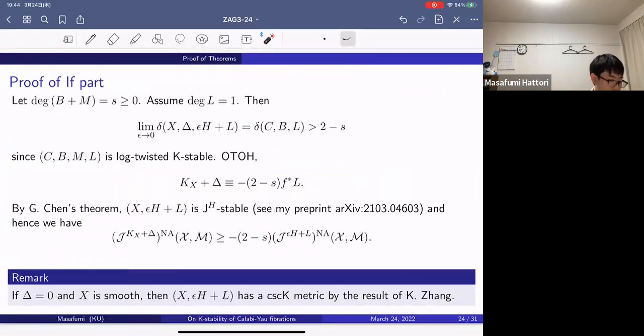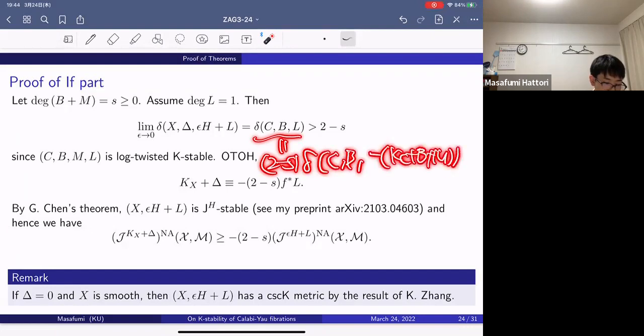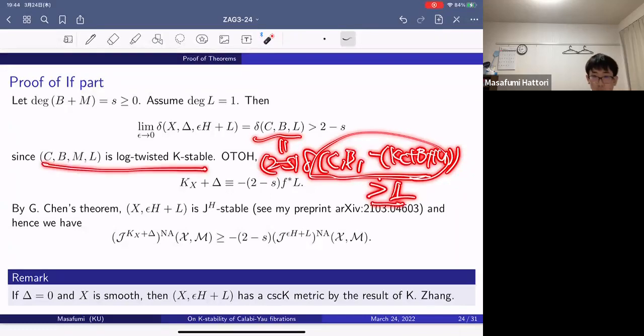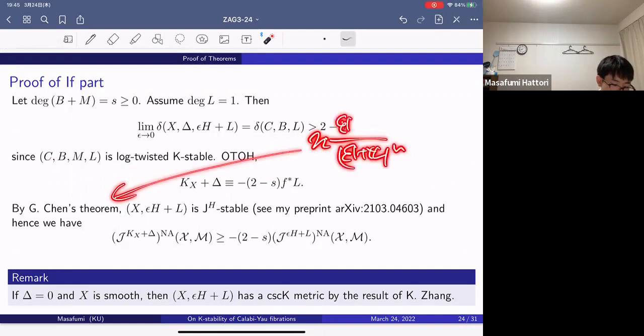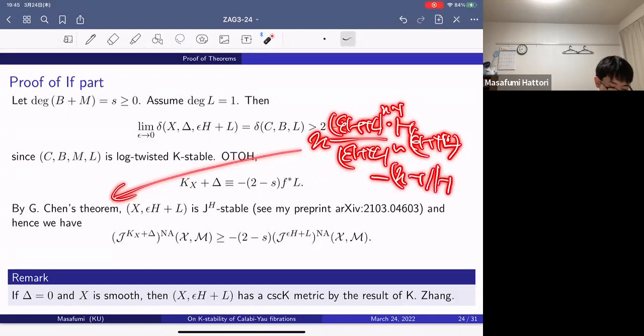And for the if part, let the degree of B plus M equal S, and assume that the degree of L equals 1. Then the limit of the delta invariant coincides with the delta invariant of the base, and this coincides with delta of (C, B, M, minus K_C plus B plus M), and this delta invariant is bigger than 1 since (C, B, M, L) is log K-stable. On the other hand, K_X plus delta is numerically equivalent to minus 2 minus S times F star L, and by the Gauss theorem, we can check that.